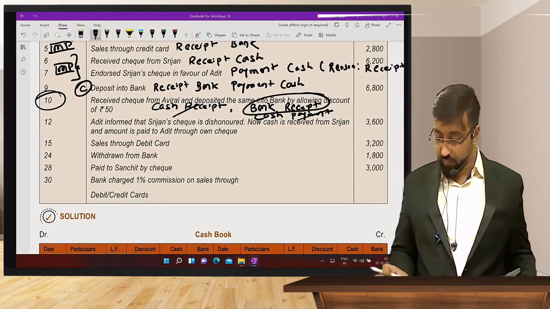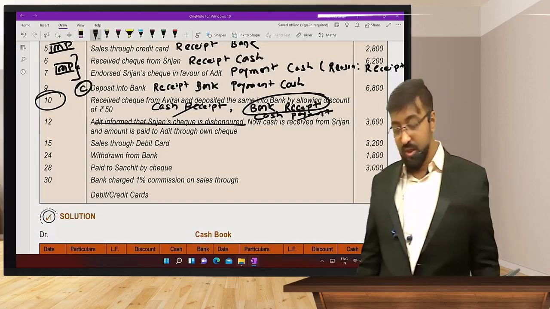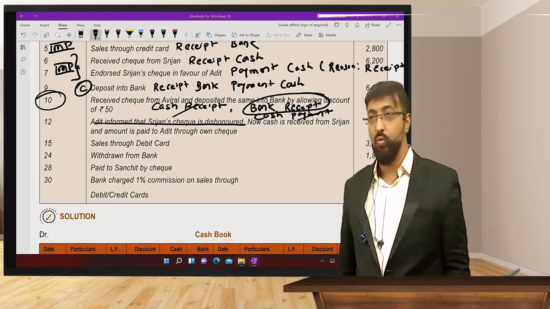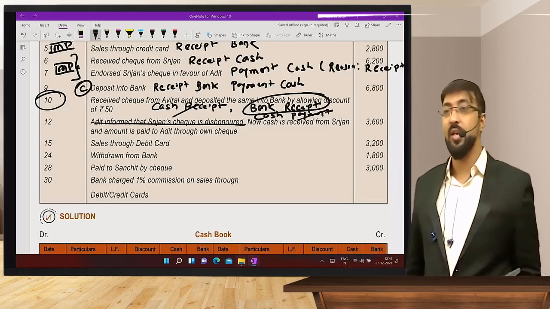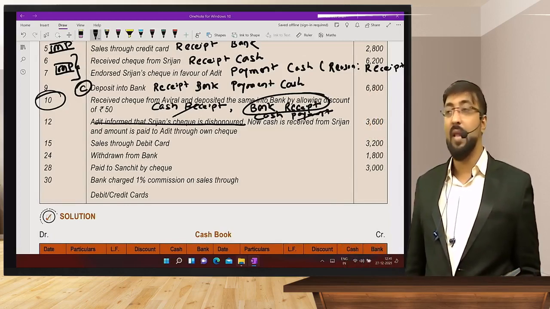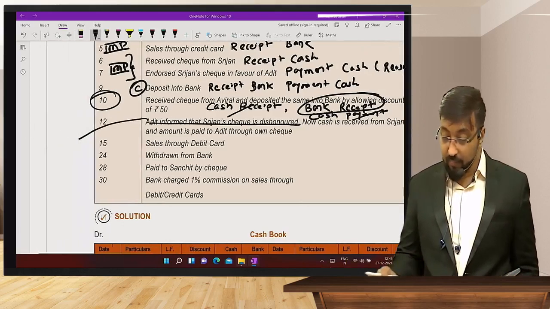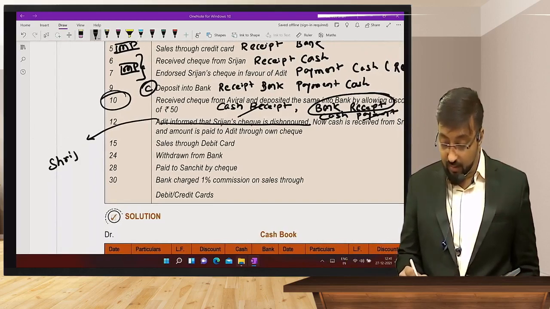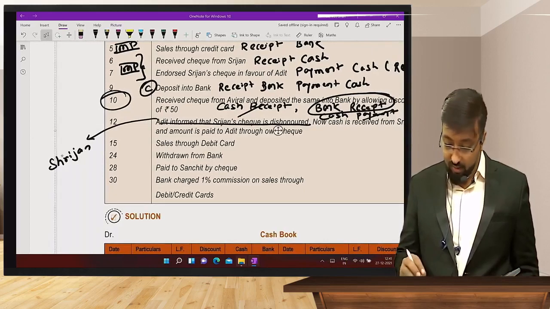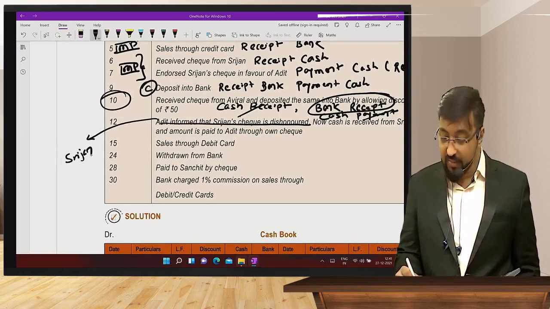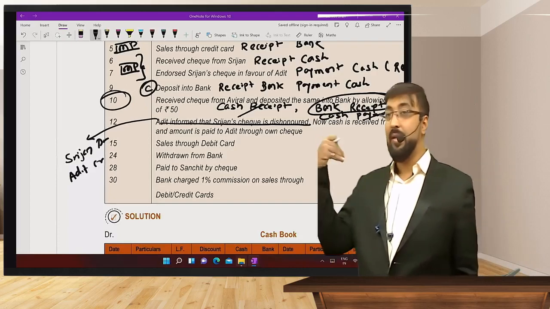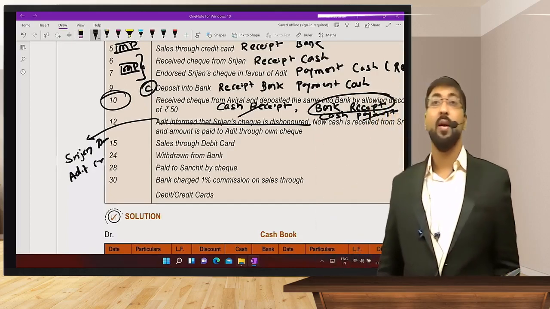Theek hai? Chalo. Aditi informed that Shrijan check is dishonored. So what is the entry, beta? Shrijan check is dishonored. What is the entry? Now, we will call Shrijan. So now Shrijan is our debtor, and to whom do we have to pay? Aditi. So what is the entry for dishonor? Shrijan is debited, and who is credited? Aditi, because Aditi is my creditor. Debit the debtor, so Shrijan will pay you, credit the creditor.